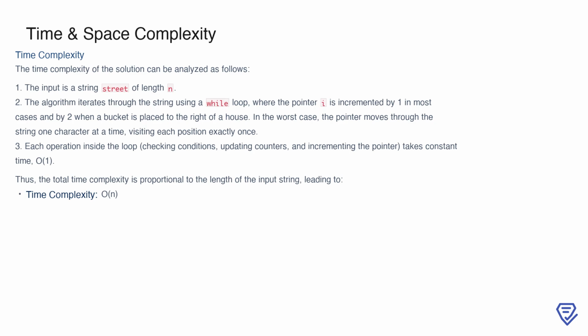To analyze the time complexity of our solution, we start by observing that the input is a string, street, with a length of n. The algorithm uses a while loop to traverse through this string. In most cases, the pointer I moves one character at a time, but when a bucket is placed to the right of a house, the pointer increments by 2. In the worst case, the pointer progresses one character at a time, ensuring each position is visited exactly once. Within the loop, each operation, whether it's checking conditions, updating counters, or incrementing the pointer, takes constant time, or O(1). Since we process each character in the string exactly once, the total time complexity is directly proportional to the length of the string, resulting in O(n).